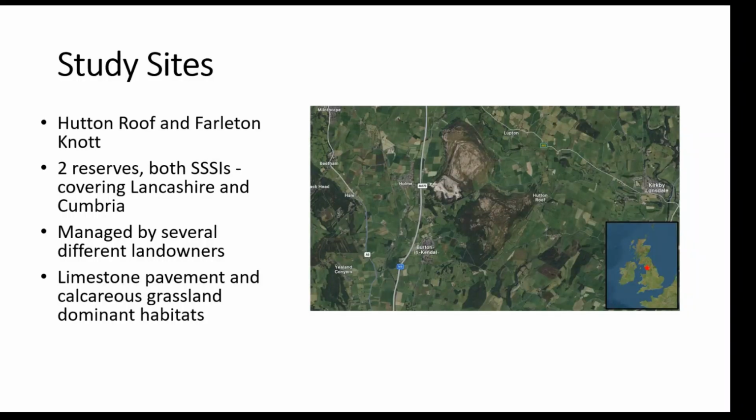So my study sites were Hutton Roof and Fowlerton Knot, which are just to the east of the M6, just above Burton in Kendal. Two reserves, basically, but like one ecological unit, dominated by limestone pavement and calcareous grassland habitats. And there are several different landowners and varying degrees of management: mixed livestock grazing, some sheep, some just cattle, some units not managed whatsoever. So there's a good array of things going on there.